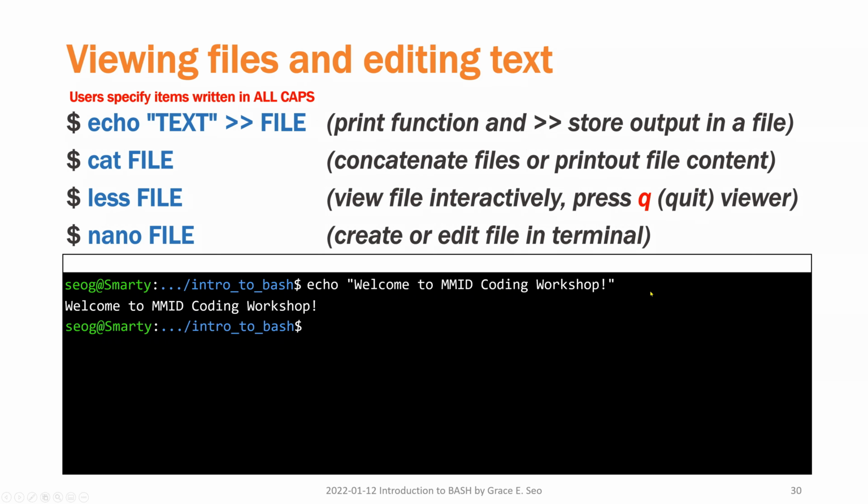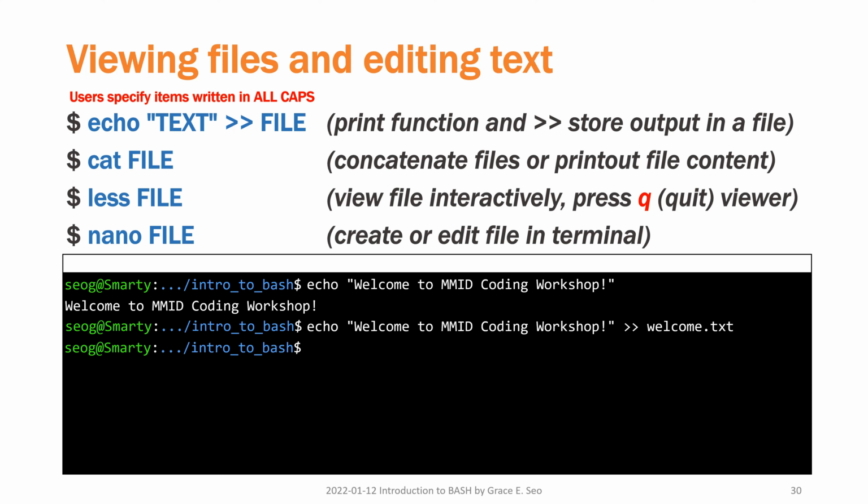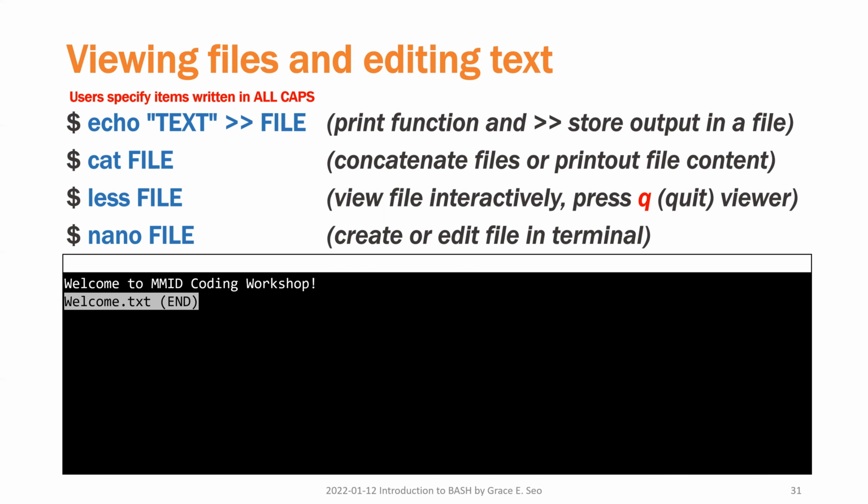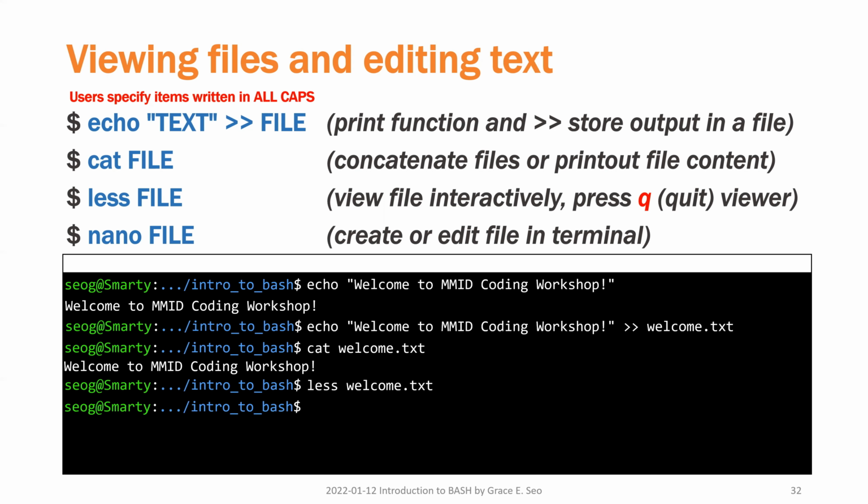If you redirect echo's output into welcome text using double arrows, you won't see the output on console. Instead, you can use the cat function to view the file content in the welcome text. If you have a very large file, printing the content into your console using cat is not ideal. You won't be able to see the very top of your content as console display is limited to a few thousand lines. So instead, you can use less function to interactively scroll up and down the file. And now if you want to quit this viewer, you can simply press Q.